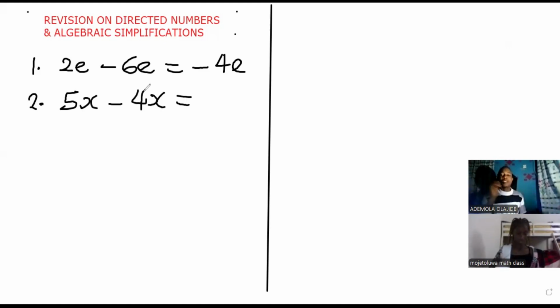5x minus 4x. Okay, so this is going to be 1x, because you have 5 and you are holding 4. What you have is more than what you are holding. You take away what you are holding, you will still have something left that is yours. So 1x is simply written as x.